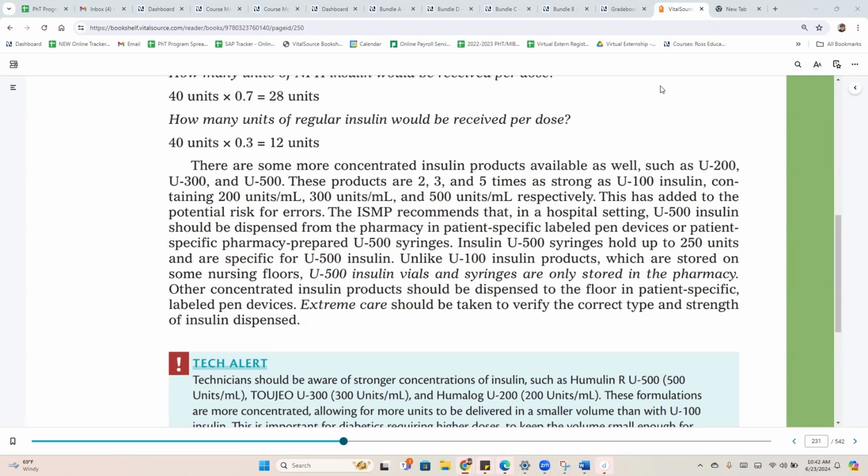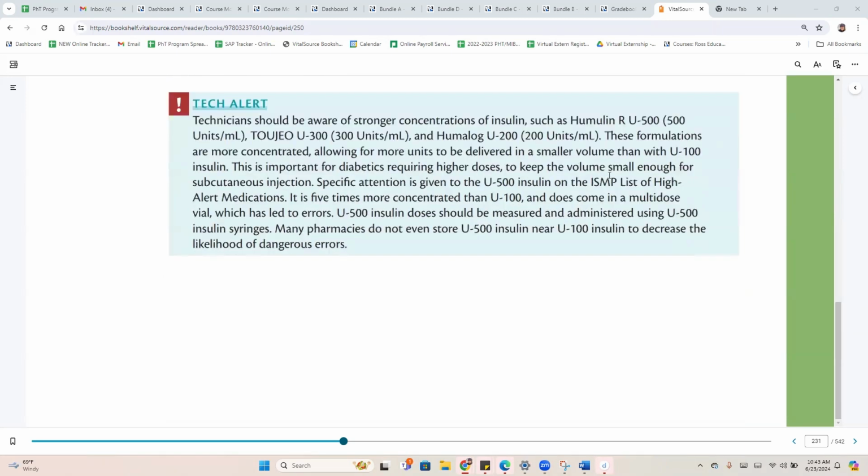Insulin U500 syringes hold up to 250 units and are specific for U500 insulin. Unlike U100 insulin products, which are stored on some nursing floors, U500 insulin vials and syringes are only stored in the pharmacy. Other concentrated insulin products should be dispensed to the floor in patient-specific labeled pen devices. Extreme care should be taken to verify the correct type and strength of insulin dispensed. And this is just a little bit on the different higher concentration insulins.